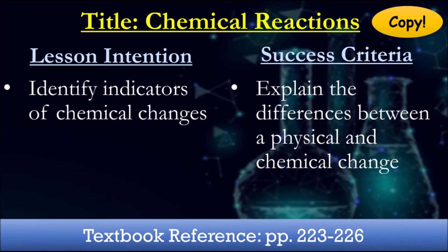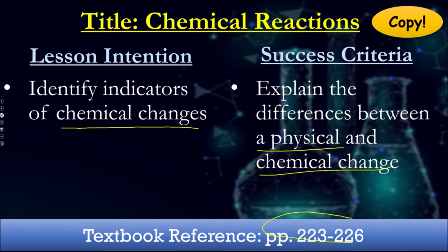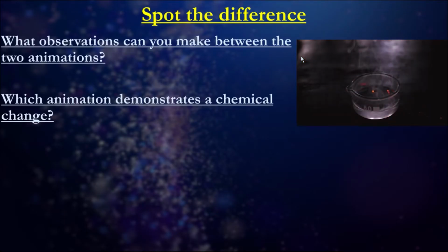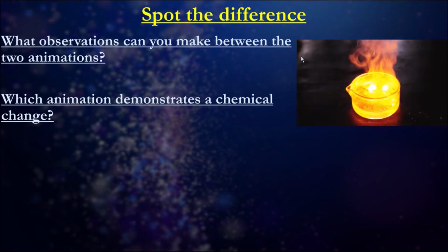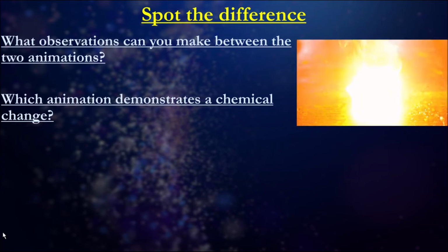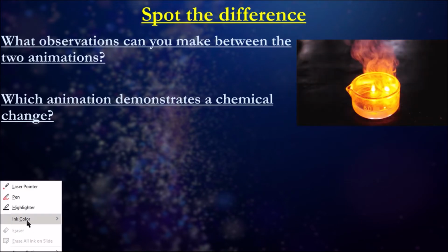All right, so what we're going to look at today is identifying indicators of chemical change, and to work that out, we're going to firstly separate the difference between physical and chemical change. This is your textbook reference if you need to read further for this lesson. All right, so let's have a look at what a chemical change and a physical change are.